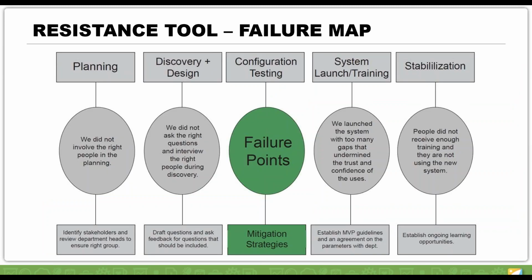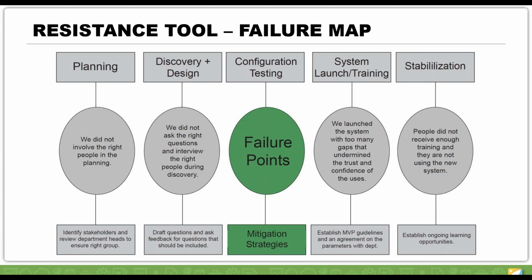And then the other tool is a failure map. So this is a tool that you can use at any point in a project. It can be at the front end of a project. It can be in the very messy middle if something is happening and you need to react to it. Or it can be used as a lessons learned tool.